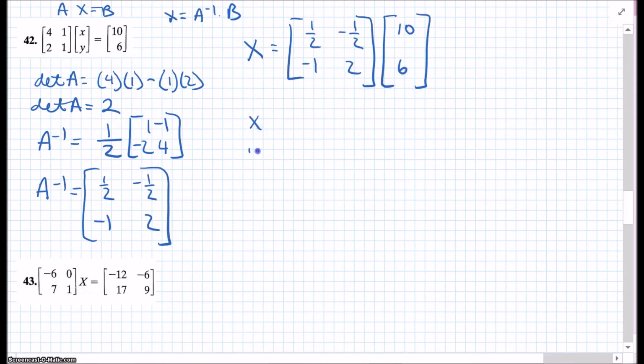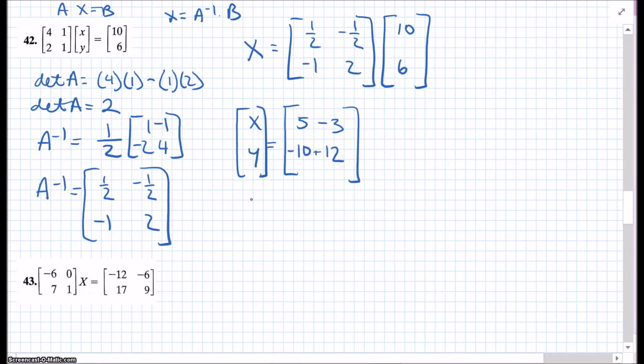So we can say XY equals 1/2 times 10 is 5. Negative 1/2 times 6 is negative 3. Okay, so we're done with that. Second row, first column, negative 1 times 10 is negative 10, and 2 times 6 is 12. So when I solve it, my XY matrix is going to be 5 minus 3 is 2, negative 10 plus 12 is 2.